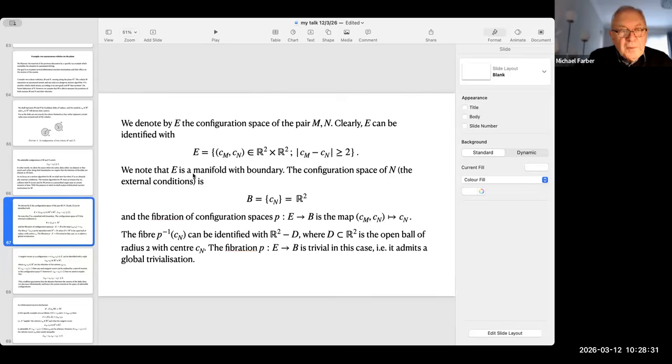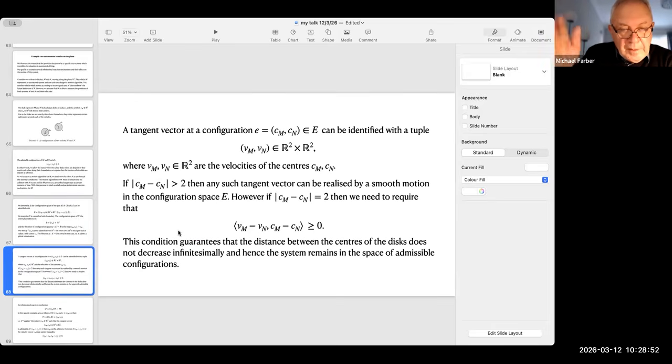Well, I'm just out of time, so I'm going faster and faster. The configuration space E is a space of pairs Cm, Cn satisfying these conditions. B is just a plane, so there are no restrictions. And so this projection is a trivial bundle in this case.